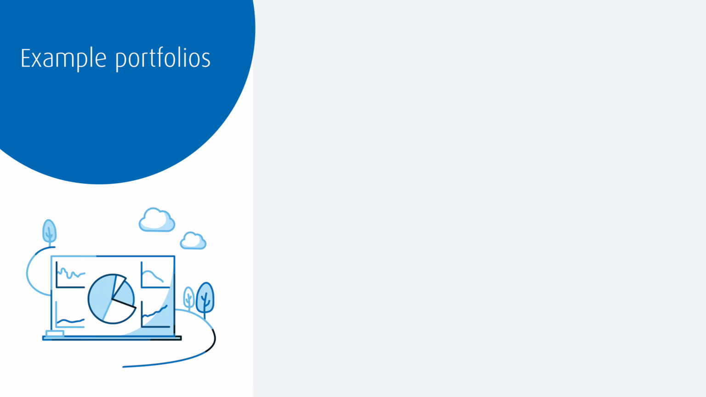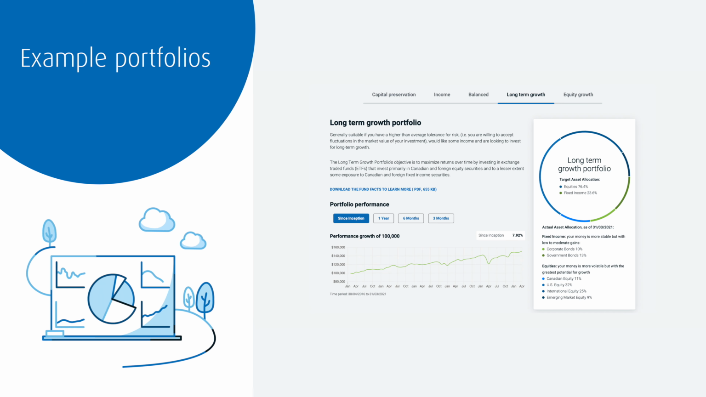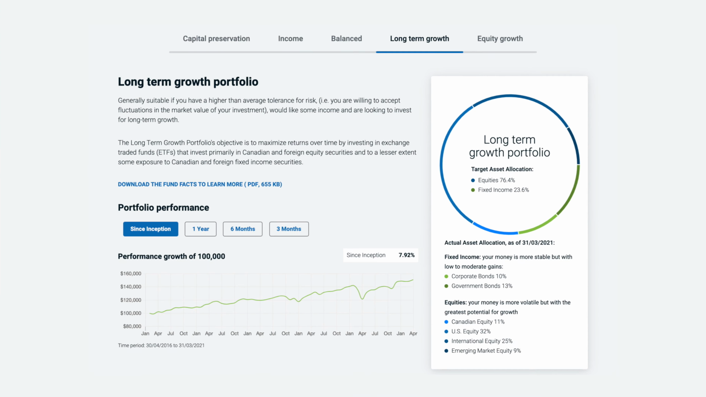Example portfolios. Let's look at a BMO Smartfolio portfolio as an example. After all, it's been built by a team of professional portfolio managers. Here's the long-term growth portfolio. We see that the overall target asset allocation at this point in time is 76.4% equities and 23.6% fixed income.